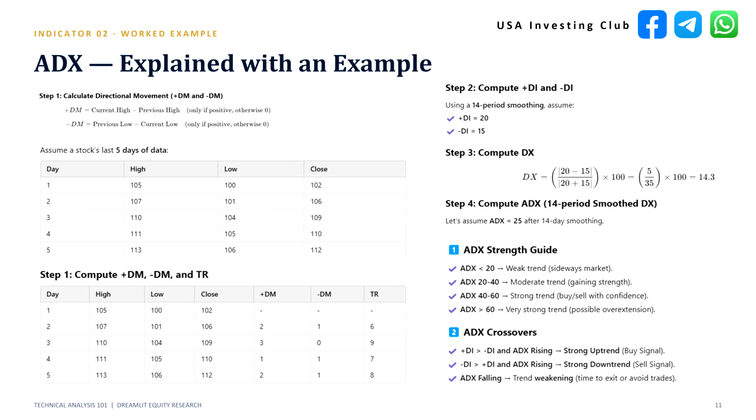And for crossovers, positive DI above negative DI, with ADX rising, is a strong uptrend, a buy-side signal. Negative DI above positive DI, with ADX rising, is a strong downtrend, a sell-side signal. And ADX falling, regardless of which DI is on top, means the trend is weakening. Time to tighten up or step aside.